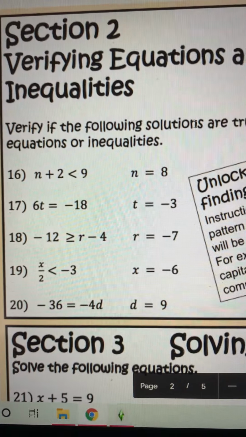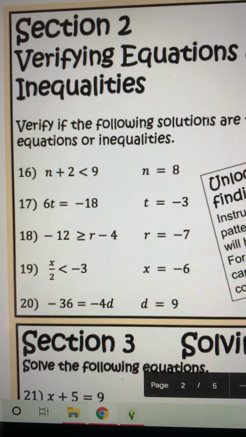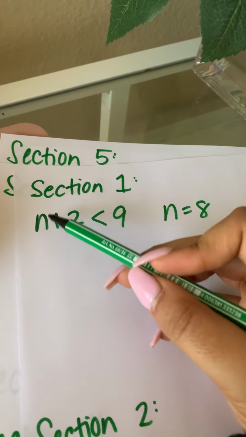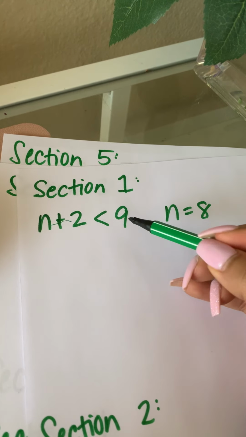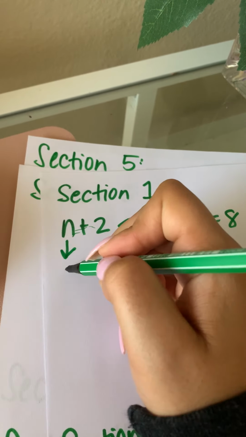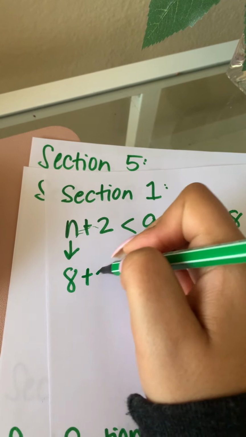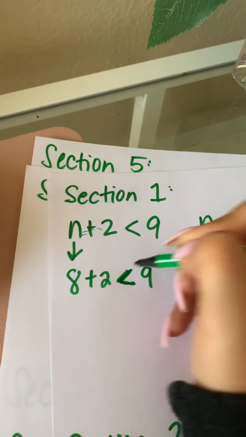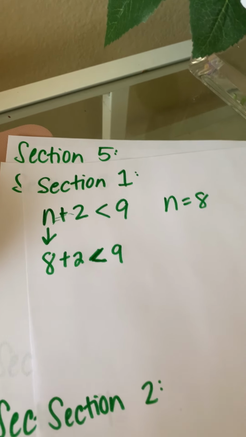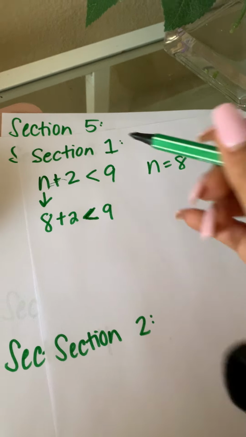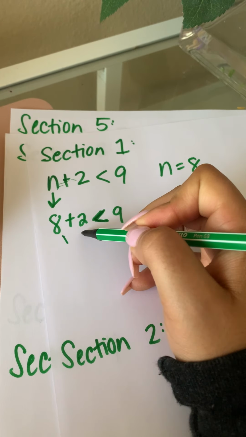Number 16, it says n plus 2 is less than 9 when n equals 8. So I have n plus 2 is less than 9 when n equals 8. That means instead of the letter n, I'm going to put 8. Let's make that a little bit better, sorry. Okay, so I can't leave it like this. I need to make sure that I have one number on the left and one number on the right. So I need to solve this part.